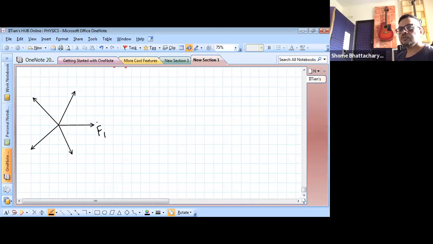Yes, if we draw them head to tail, you see, because this side is equal to this side, equal to this, and this. And these angles are all 72 degrees. So they will form the consecutive sides of that regular pentagon.